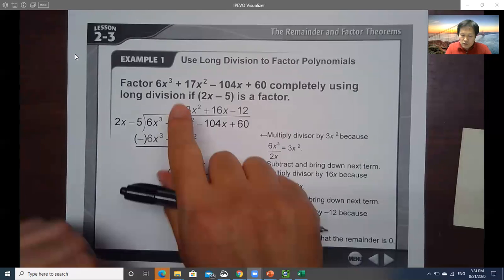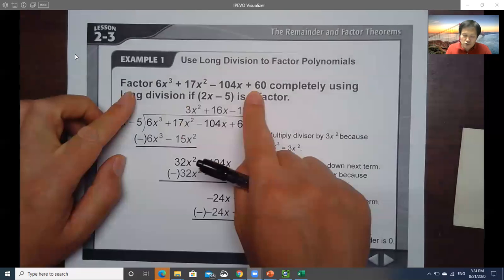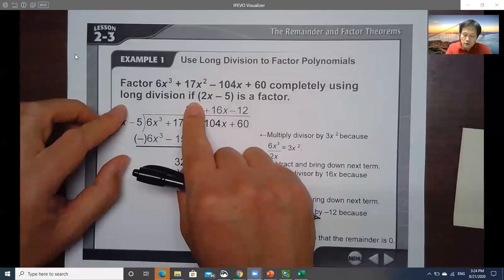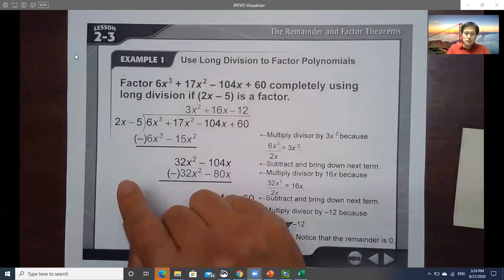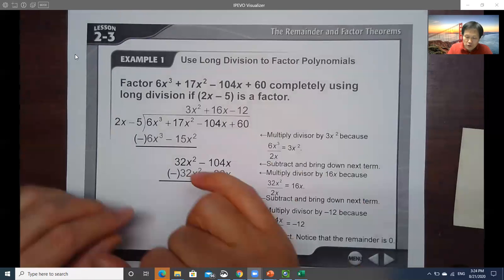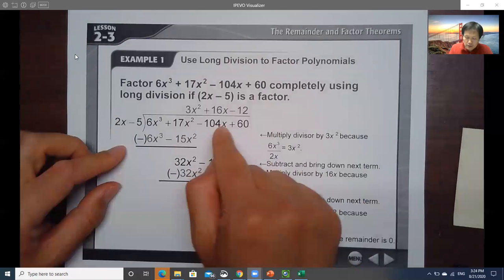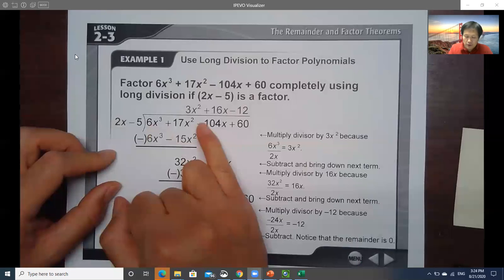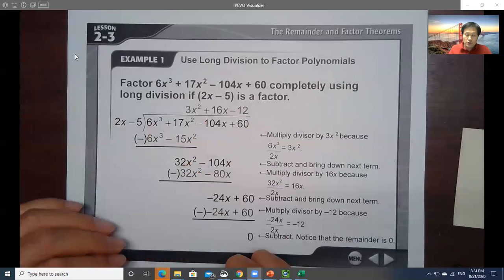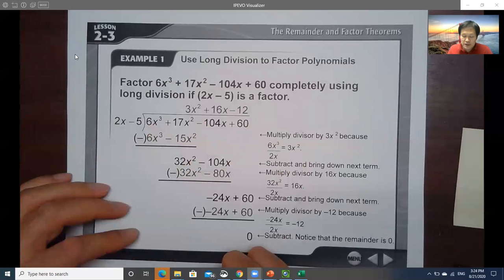Okay, factor this completely using long division if 2x minus 5 is a factor. So what you do here is you gotta do long division first. So this divided by this. So third power, second power, first power, zero power. There's no missing power here. So the work is exactly the same.